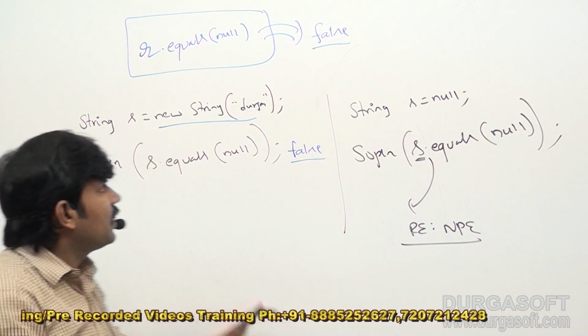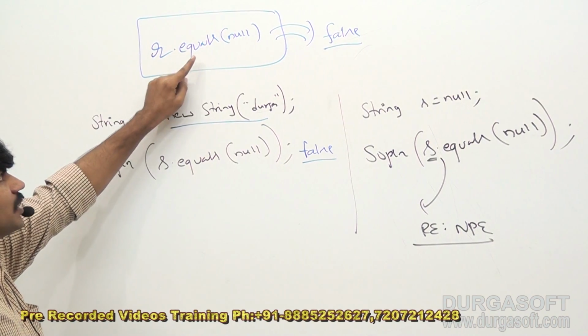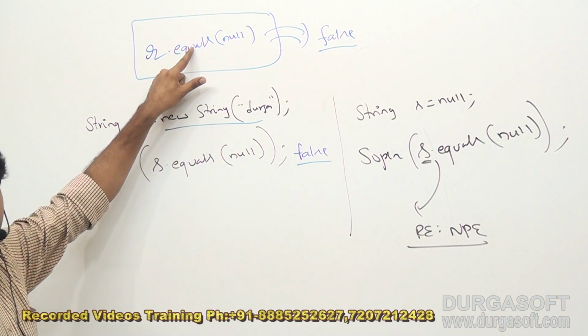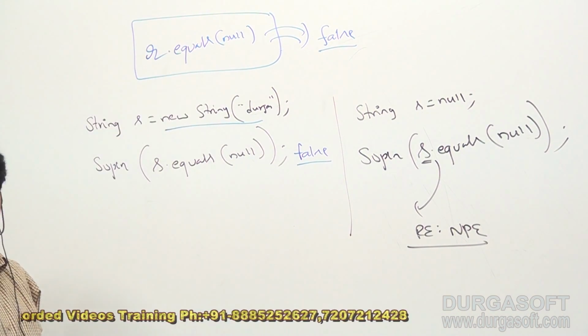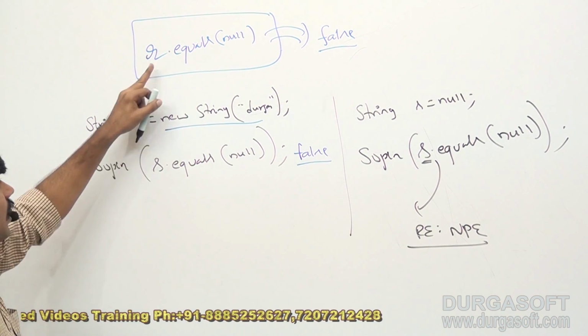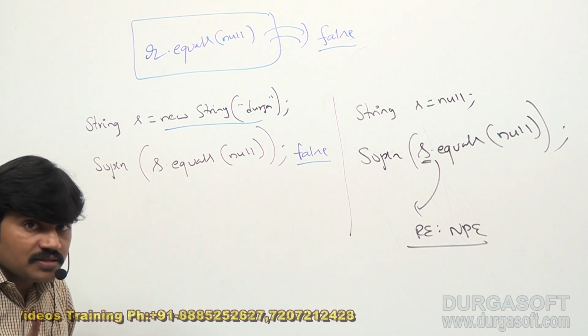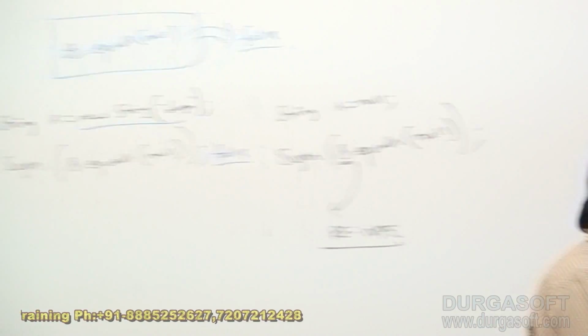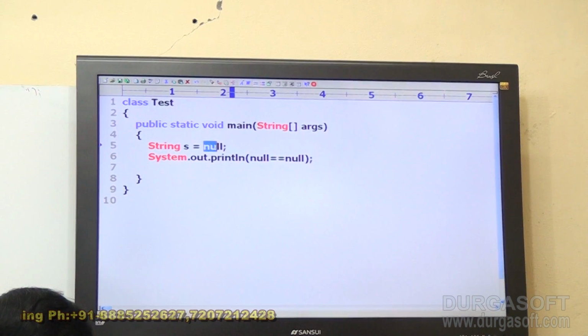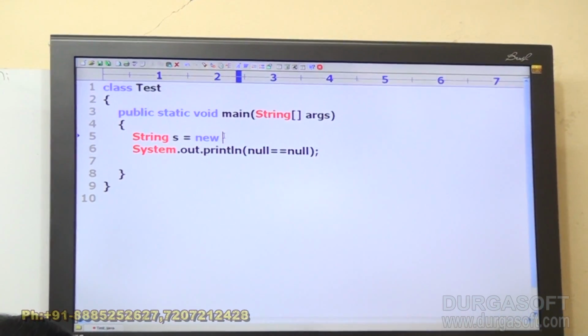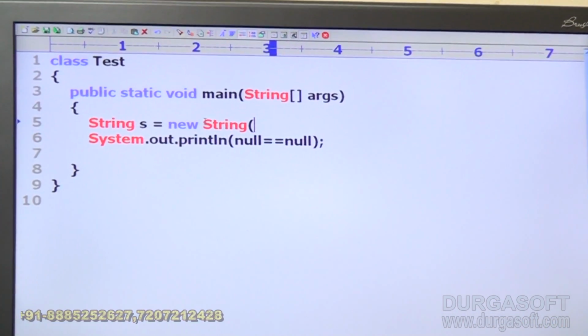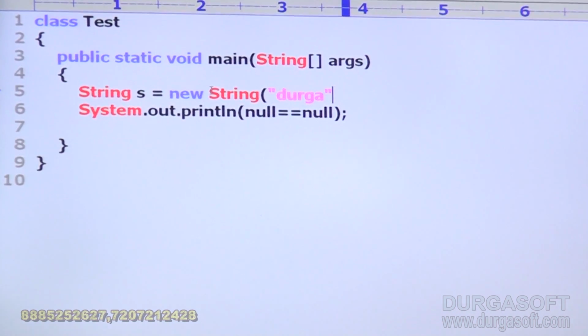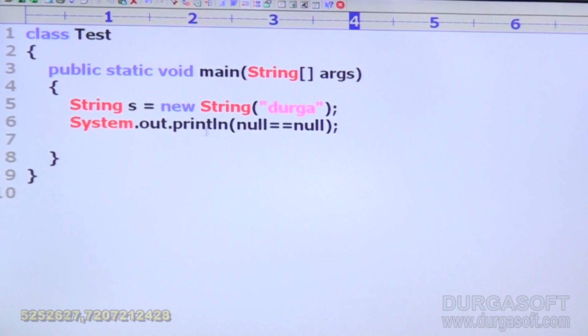But now the point is, if you pass null to the equals method for any object reference, r.equals(null), the result is always what? False only. Make sure, sir. Just have a look once, sir. I am taking String s = new String("Durga"). Sir, now just observe.